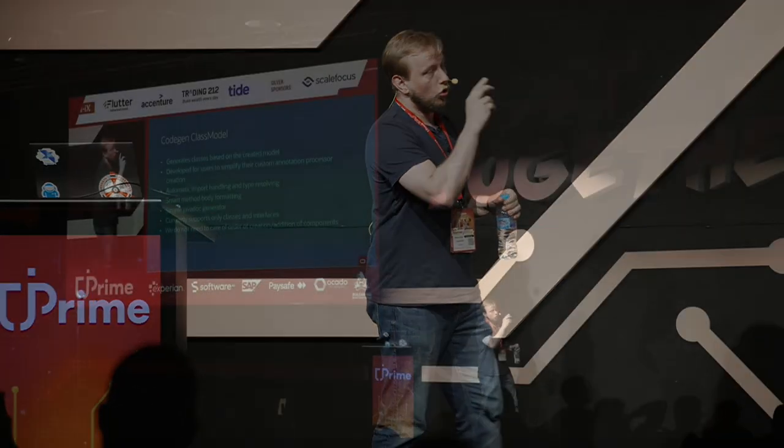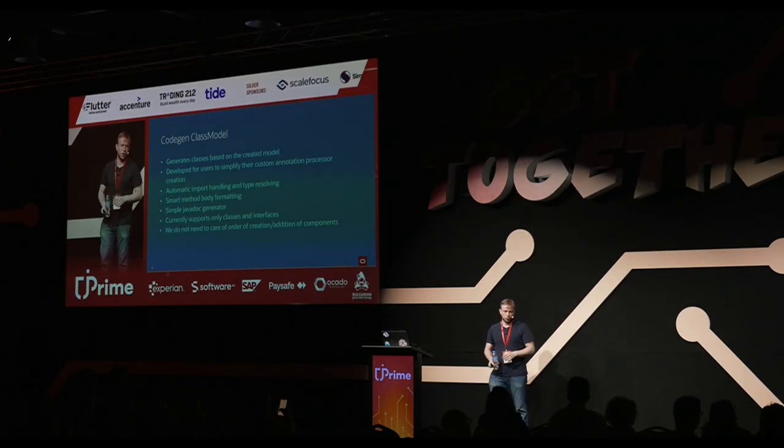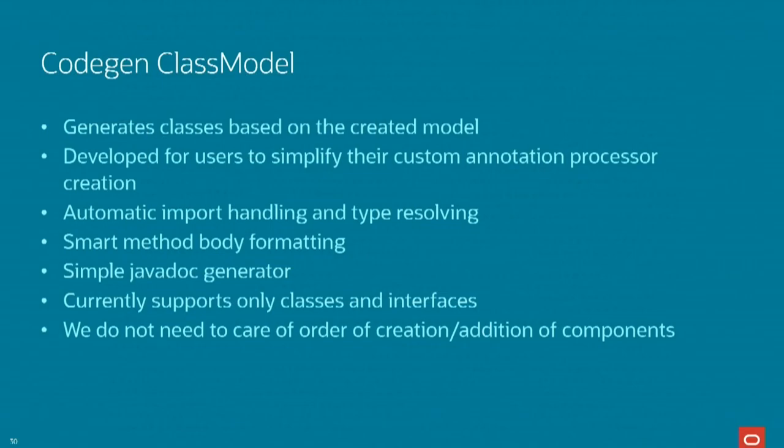Anyway, for all of these generators, we are using the CodeGen class model. This is a tool which helps us to design the class the way we would like. For example, we set a specific name, a specific package, add a method, add an import, add a field, whatever. But we don't care how the result is generated. That's something this tool does. We only need to know what we want to do.